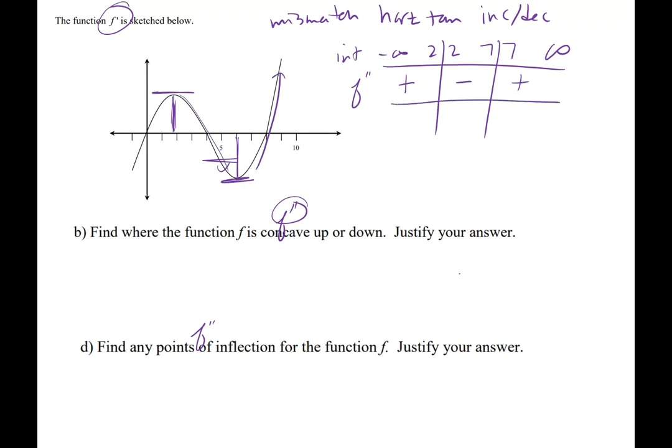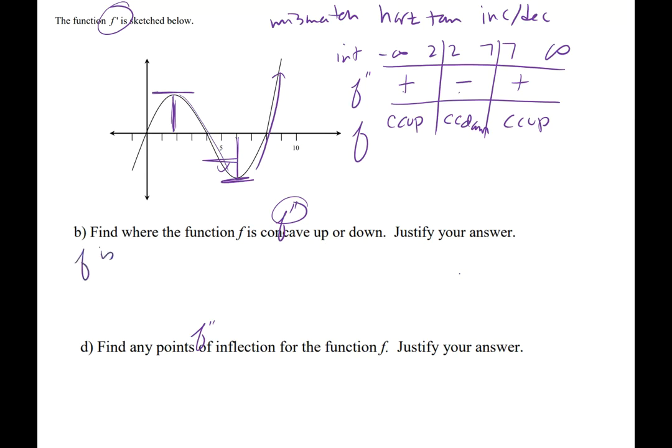So in the original function, that means that when it's positive in the second derivative, in the original it's concave up. When it's negative in the second derivative, that means it's concave down. This last one would be concave up. And then as long as the sign is changing, we have points of inflection. So let's write that in a justification.